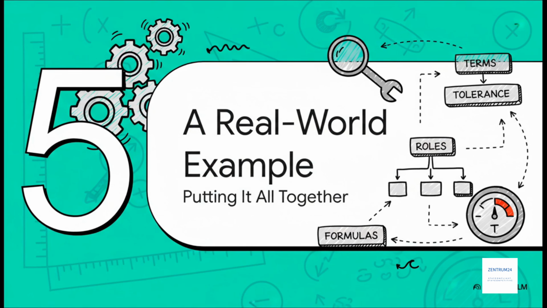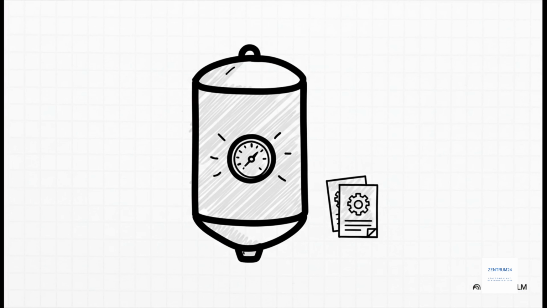Theory is one thing, but let's make this concrete. We're going to walk through the exact example from the source procedure to see how all these different pieces, the terms, the people, and the formulas all come together in the real world. So here's our setup. We need to figure out the loop tolerance for a critical pressure measurement on a tank. This is a super common and vital task in pretty much any manufacturing plant. The first thing we've done is gather up all the manufacturer's spec sheets for our components.